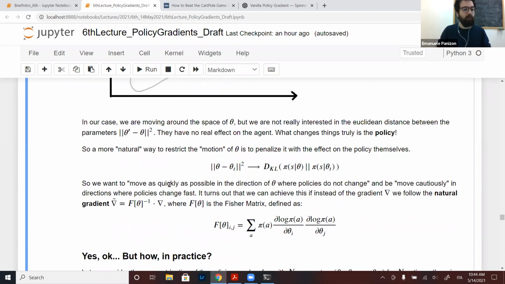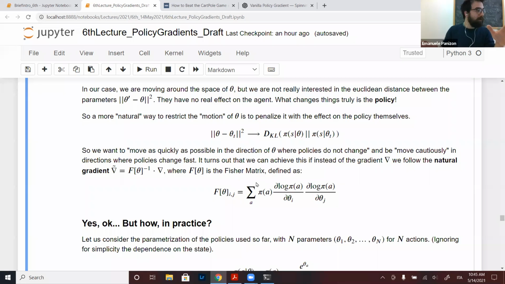In a sense, we want to move as quickly as possible in the direction where policies do not change, but move with caution in the direction where policies change fast. Since I have a local approximation, I want to move along my local approximation, but not too much. I don't want the gradient to be too wrong, and the gradient will be wrong if I move to where my policy is very different.